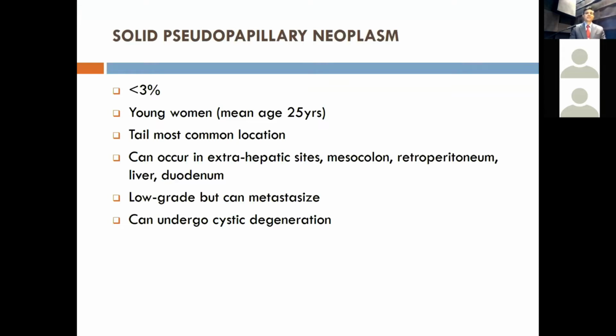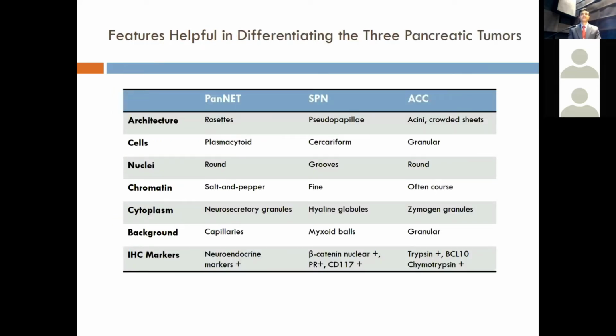So this is a tumor that is kind of rare, seen mostly in young women, and the most common location is the tail. These are low-grade tumors that can metastasize and can also occur at extrapancreatic sites such as the mesocolon, retroperitoneum, liver, and duodenum. So this is a table that highlights the cytomorphological features of these three entities.